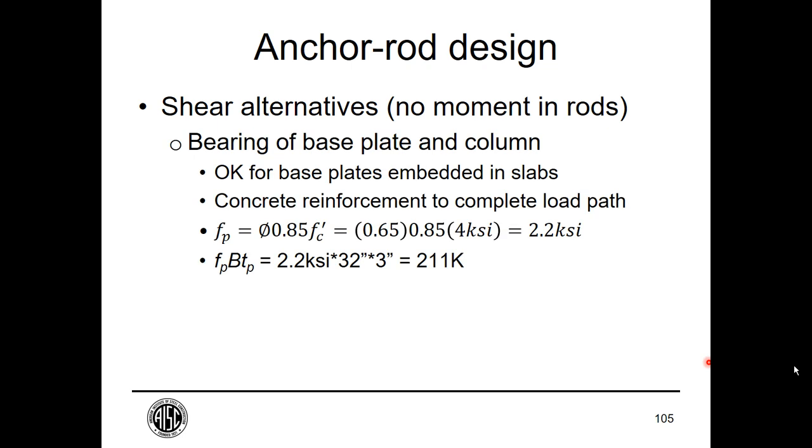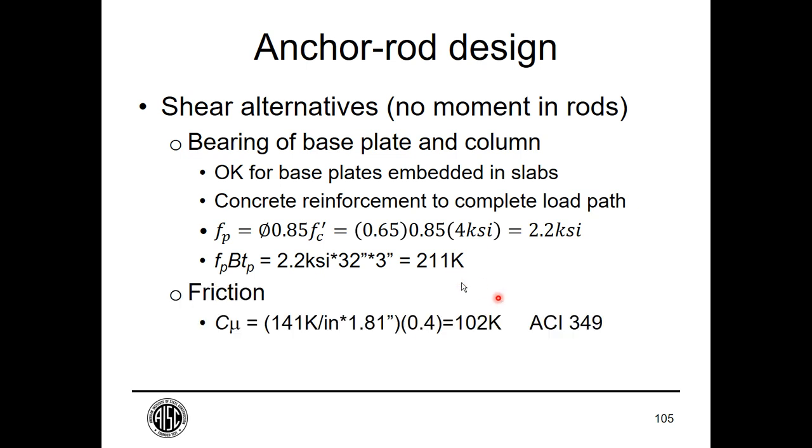If we have this whole thing encased in concrete, it doesn't take a lot of bearing area to take out the shear. So if we took just the thickness of the base plate times the width of the base plate, we could resist 211 kips of shear. Obviously, we'd need to complete that load path, but it is certainly a load path that's available to us.